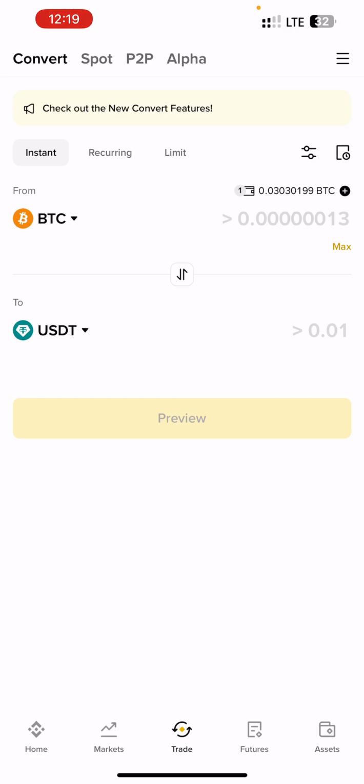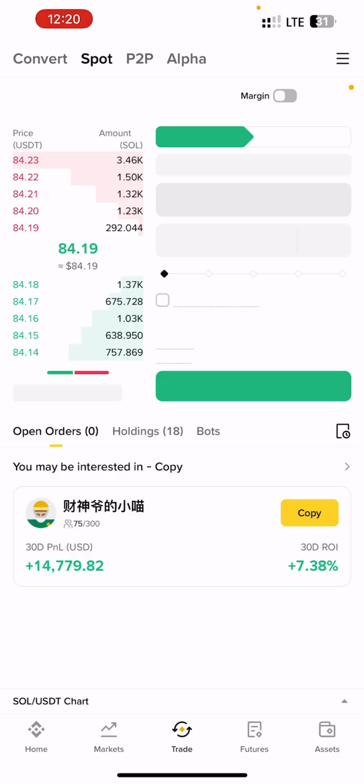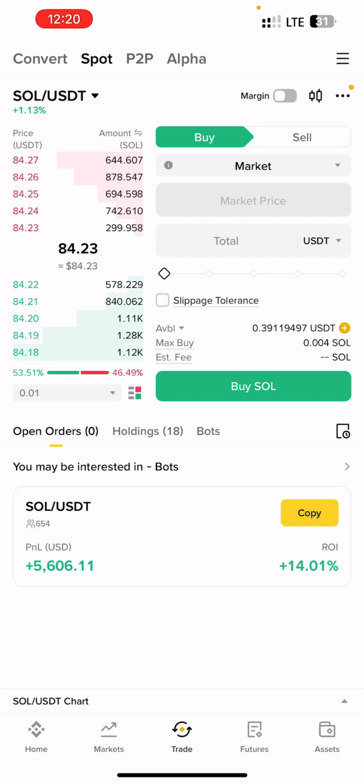But I don't want to convert anything here because this is one of my sub wallets, my second wallet. So I don't want to do anything that will affect my coins. So let's go back to spot. When you click this spot here, you will see this buy and sell, and here you are trying to add more money to your wallet. I don't have enough USDT here. The only USDT I have is 0.399 something, so it's not enough.